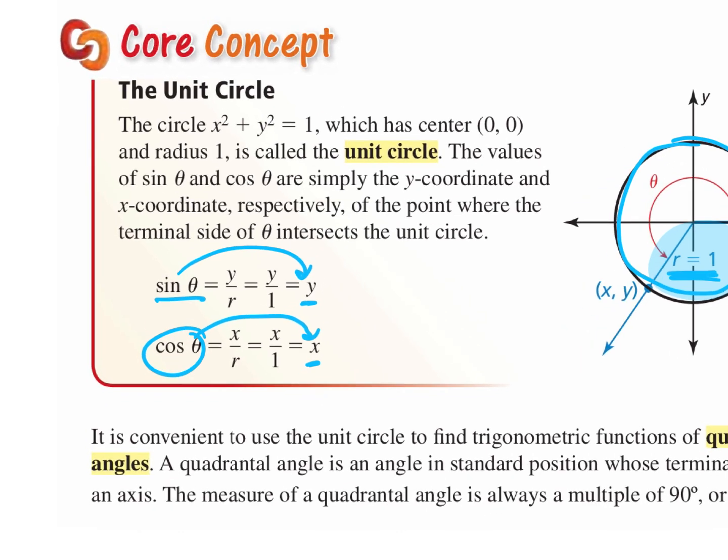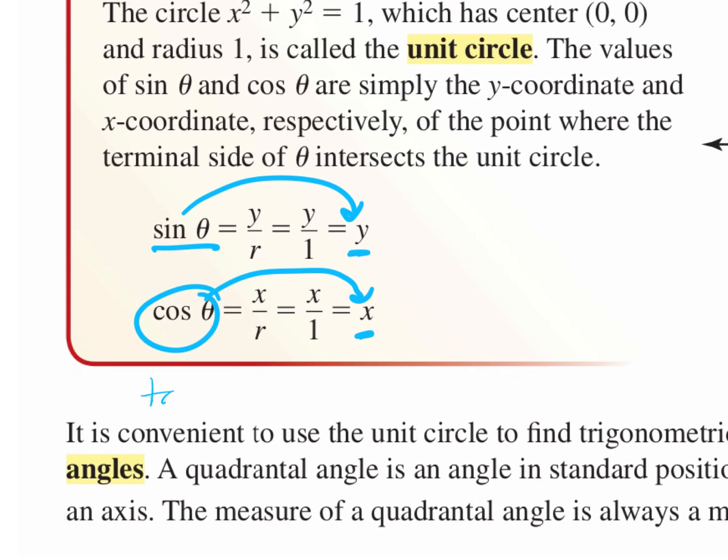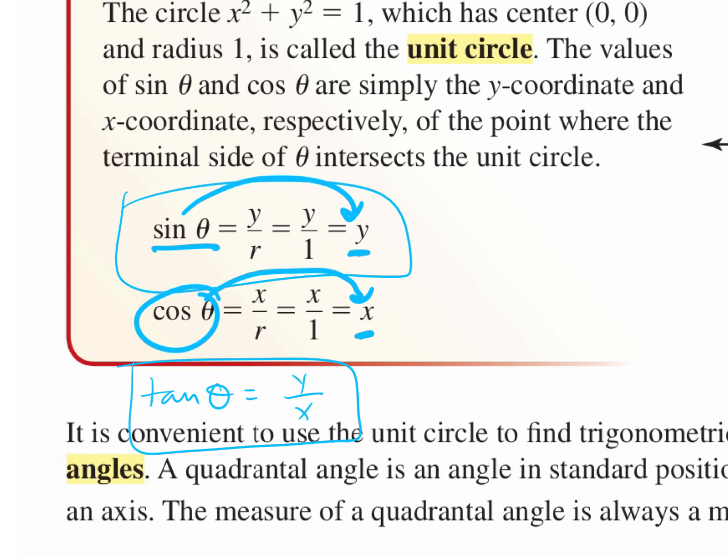Also from the first page, for tangent of theta, tangent is y over x. So the tangent value doesn't really change when you're dealing with the unit circle, but it is y over x. So that one's important to know too. So you just got to know these 3. And then the reciprocal functions, we just flip, just like we did before.